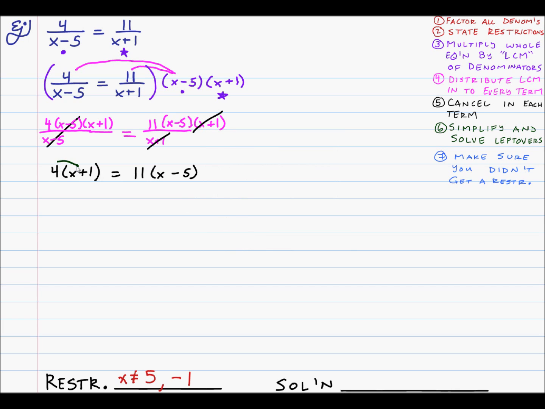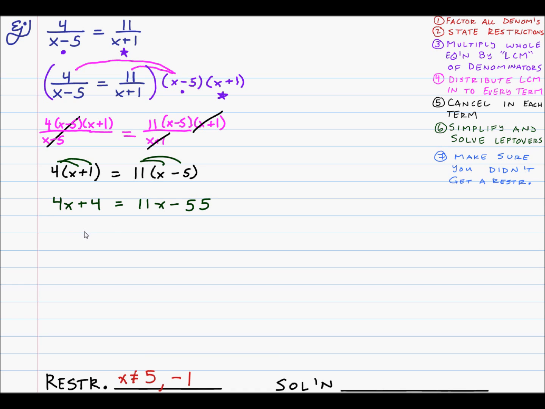So there is our new version of the equation, which I definitely like a lot better than the last one. So what we're going to do, let's simplify and solve. We're getting back down to the stuff we did at the beginning of the year, just Algebra 1 concepts. 4x plus 4 equals 11x minus 55.